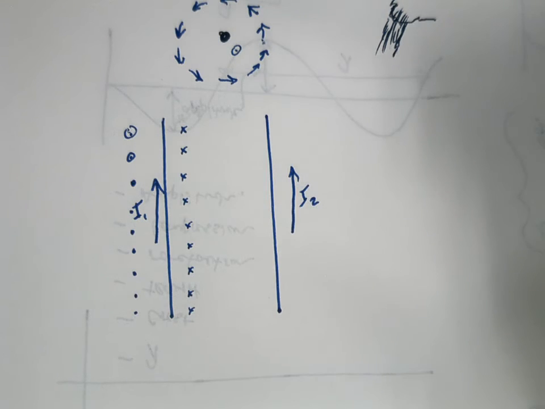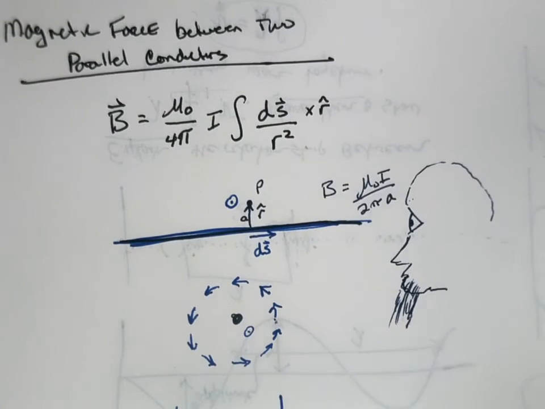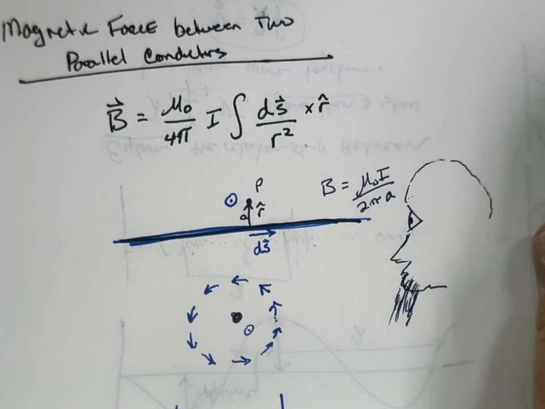They are currents. They are a straight line current. If we go back to the title of our lecture, we're looking at the magnetic force between two parallel conductors.